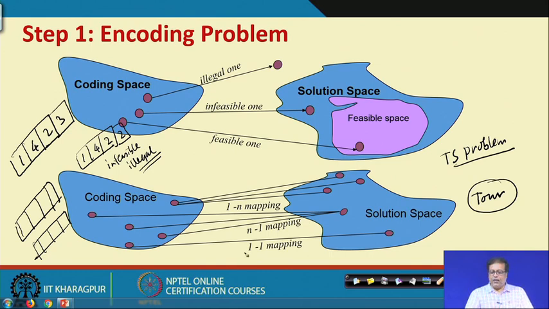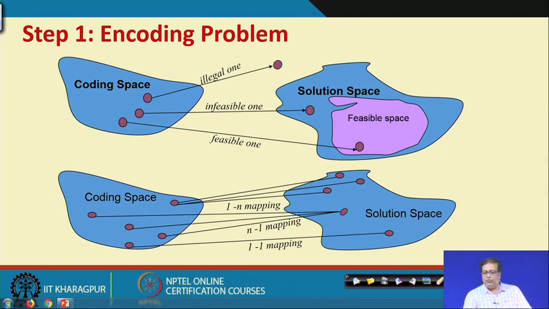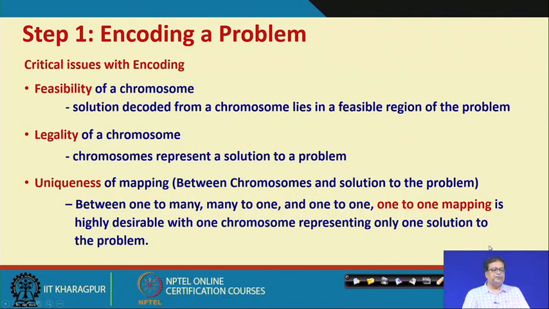Then there is mapping. You should always try to see that there is a one-to-one mapping between the solution space and coding space. That means, every solution should be coded uniquely, differently. It should not be that one chromosome represents more than one solution, or similarly one solution should not be coded differently. So, there should be a 1:1 mapping. These are some of the things that should be remembered while going for encoding.